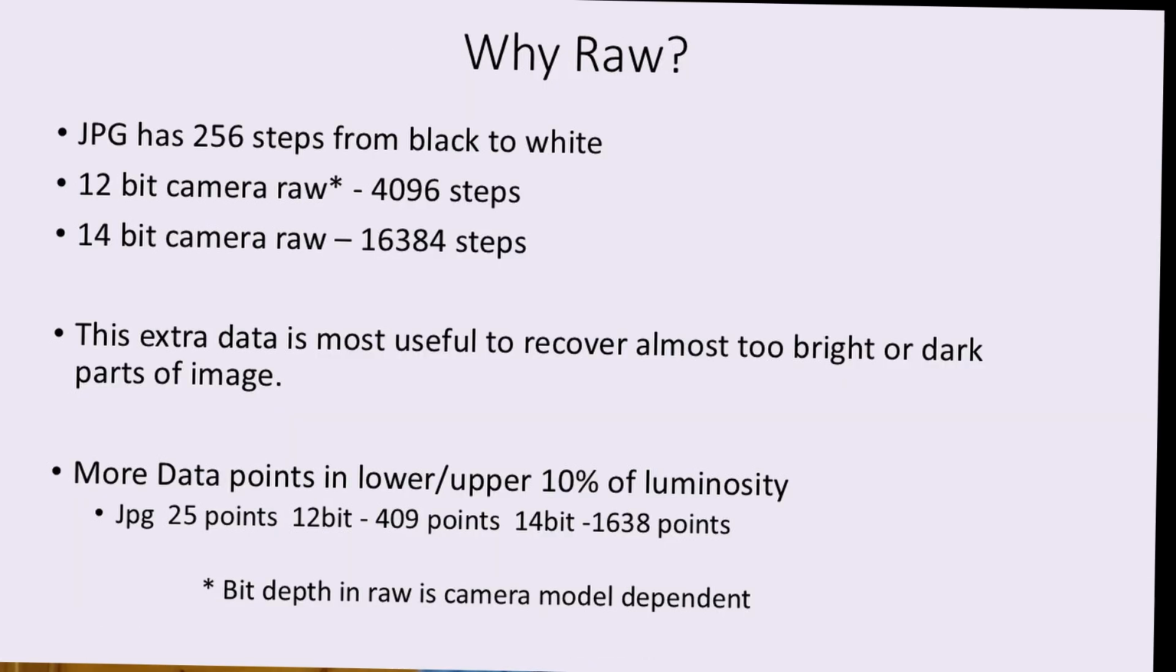Why do we do this? JPEG has 256 steps from black to white. If your camera supports 12-bit RAW, that's 4,000 steps, or 14-bit RAW, that's 16,000 steps. And that extra data and those smaller and smaller steps are going to help you create a better image. Where it really has a maximum impact is if you're operating close to too bright or close to too dark of the image. So with RAW, you can pull out more information on your dark or light areas.